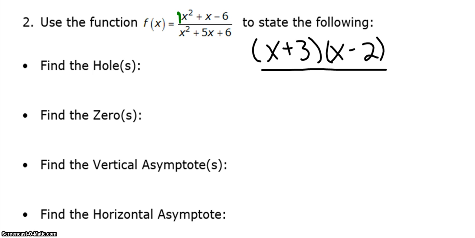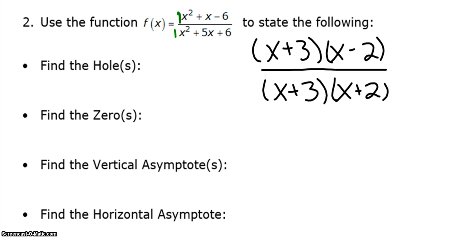Alright, now looking on bottom, I've got x squared plus 5x plus 6. I need to factor that. So again, my a is 1 times c, which is 6. So 1 times 6 is 6. The factors of 6 that I will add to a positive 5 give x plus 3 times x plus 2.